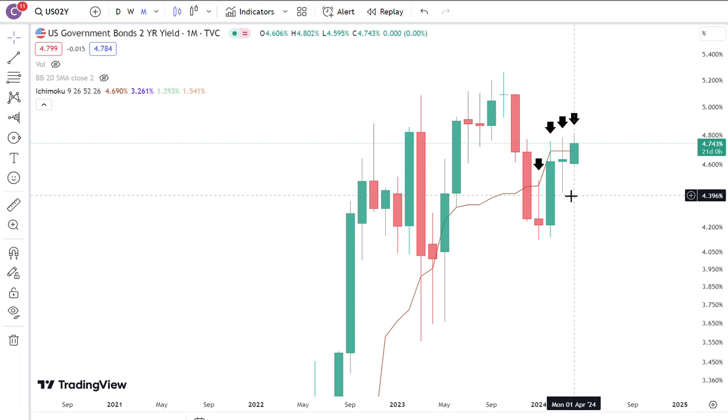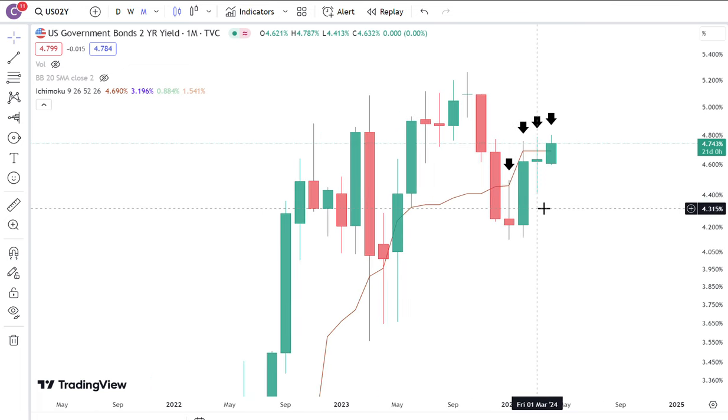This is a 2-year yield chart right here for the monthly. I'm going to go through yields, US dollar, oil, some of the major indexes, some of the more risk on plays, some of the assets that are more yield sensitive. Big cap, small cap, you name it. I'm going to try to go as quick as possible to try to save you some time here.